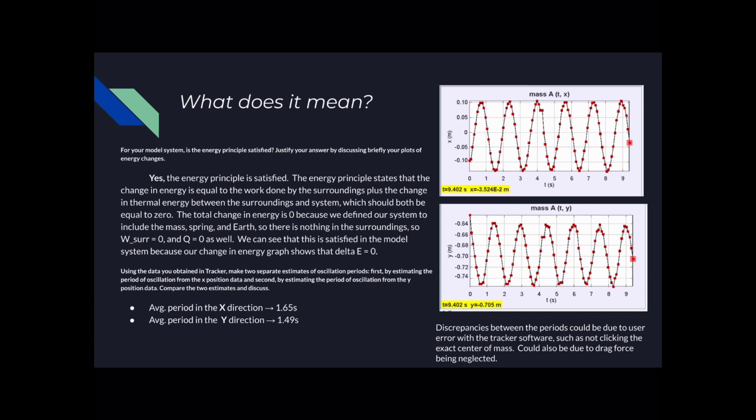Comparing our periods that we saw in the x position and y position, we get a period of 1.65 seconds in the x direction and a period of 1.49 seconds in the y direction. So the discrepancy between these two periods could be due to user error with the Tracker software, such as not clicking the exact center of mass when tracking, and it could also be due to neglecting the drag force.